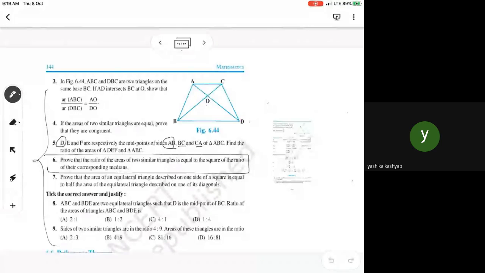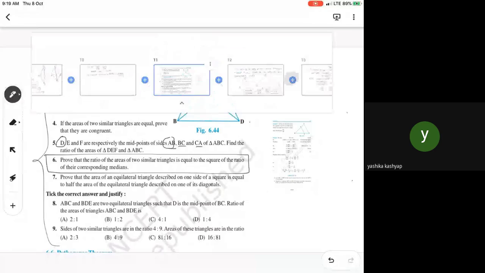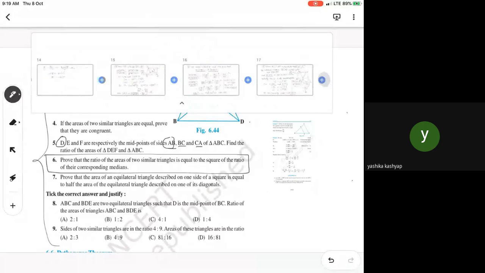Question number 6. Actually, it is corresponding sides, but here they are saying corresponding medians. The ratio of the areas of two similar triangles is equal to the square of the ratio of their corresponding sides. We know that, but here the question is asking about corresponding medians. So what to do in this problem? Two similar triangles are to be taken into consideration.